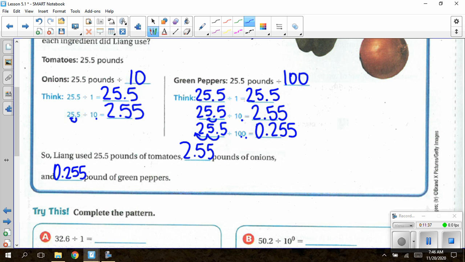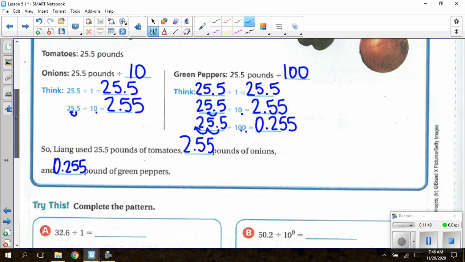So remember, anytime you divide with our increasing powers of 10, you are swooping to the left. And the 0 or the exponent tells you how many times to swoop.